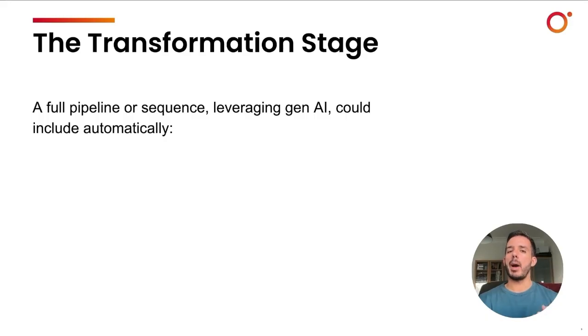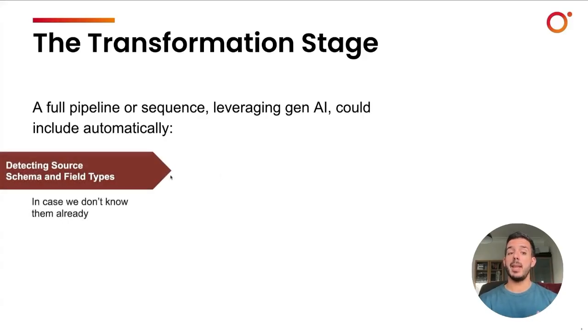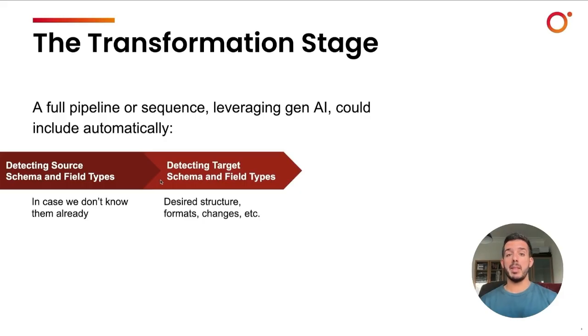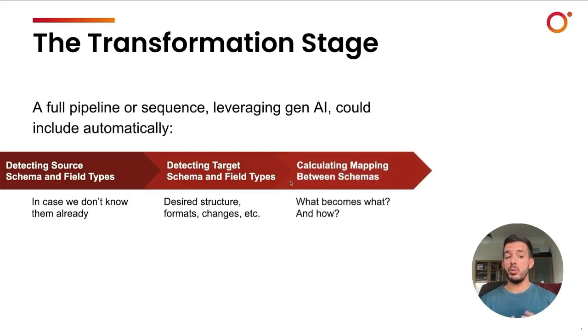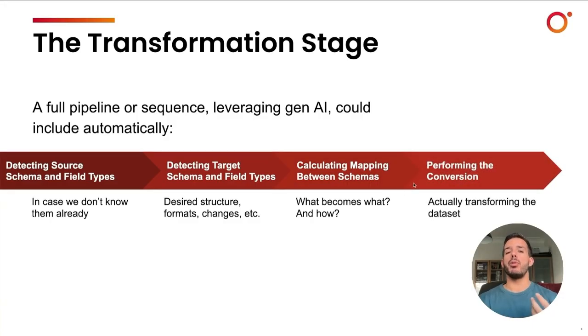So what would be a full pipeline or sequence already leveraging GenAI at the transformation stage? We could start by detecting the dataset schema and the field types if we don't know this already. Then we would determine the target schema and the field types, what is the desired structure, data types, and so on. Again, the usual operations that you already know, but in an automated manner with GenAI. Then we would calculate the matching between the original schema or the original types and the target schema or target field types. In other words, what becomes what? How is the conversion supposed to occur? And finally, we could actually perform the conversion. It is changing the source dataset to a new schema according to certain conversion rules or criteria.